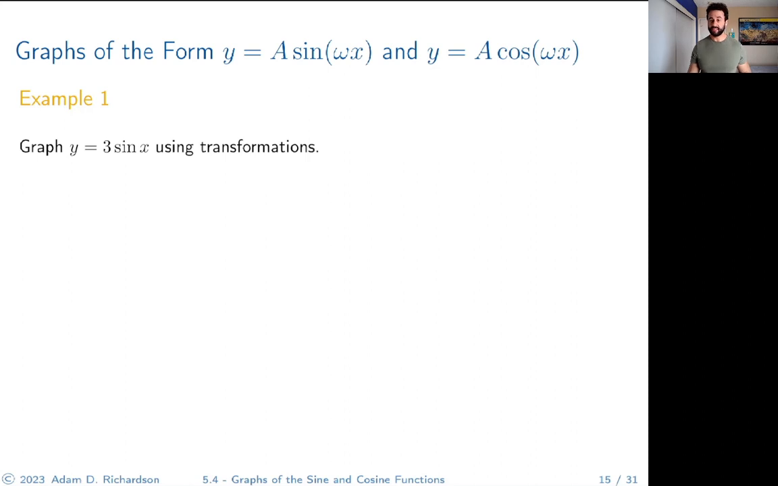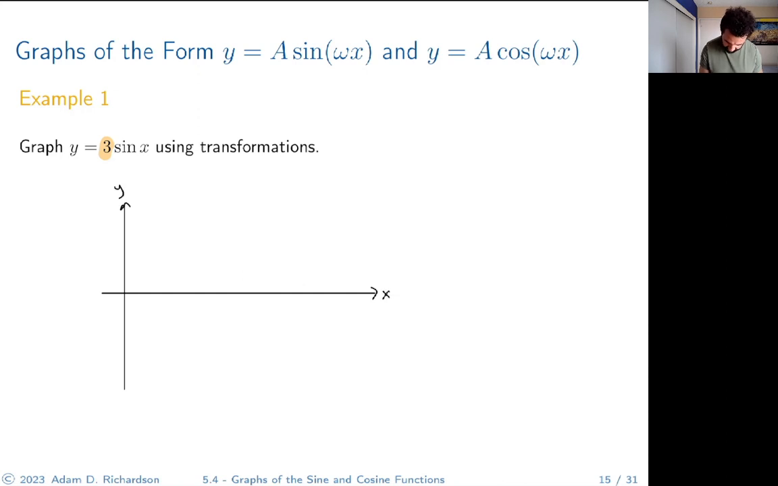All right, and now let's do it together. One thing I noticed right away is that the amplitude is going to be 3, and there's no change in the period. Notice there's no value for omega, or I should say omega is equal to 1, so the period is not affected here. So this should look like the regular sine graph, but stretched vertically by a factor of 3. So let's try to draw this here. I'm going to try to draw it a little bit nicer.